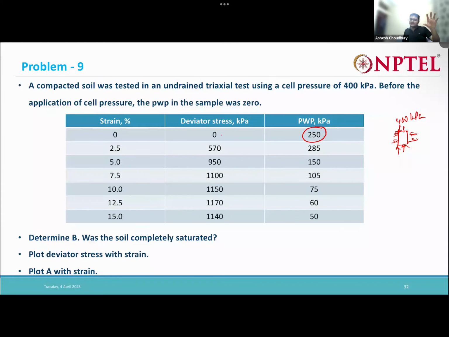You are applying 400 cell pressure, and you are getting 250 pore water pressure. So is my soil completely saturated? Can you tell me from this data? First, let us determine B. What will be this B parameter?